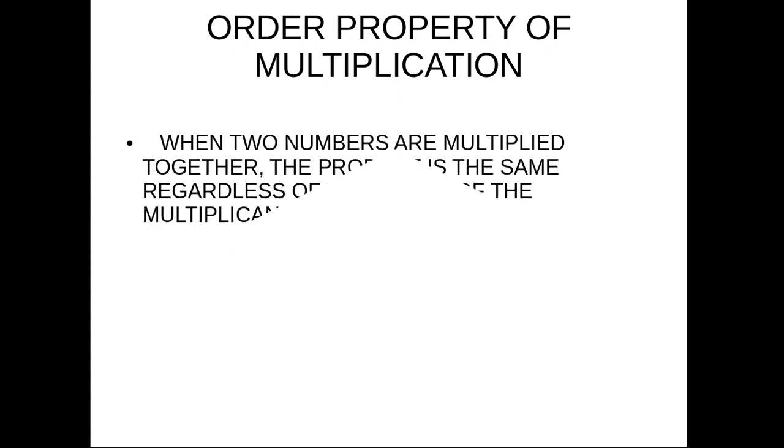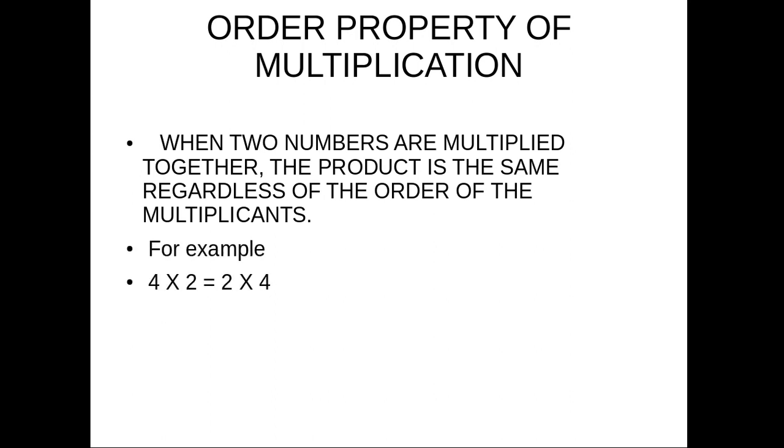When two numbers are multiplied together, the product is the same regardless of the order of the multiplication. For example, 4 into 2 or 2 into 4, if we multiply both ways, we get the same answer. 4 into 2 is 8, and 2 into 4 is 8.